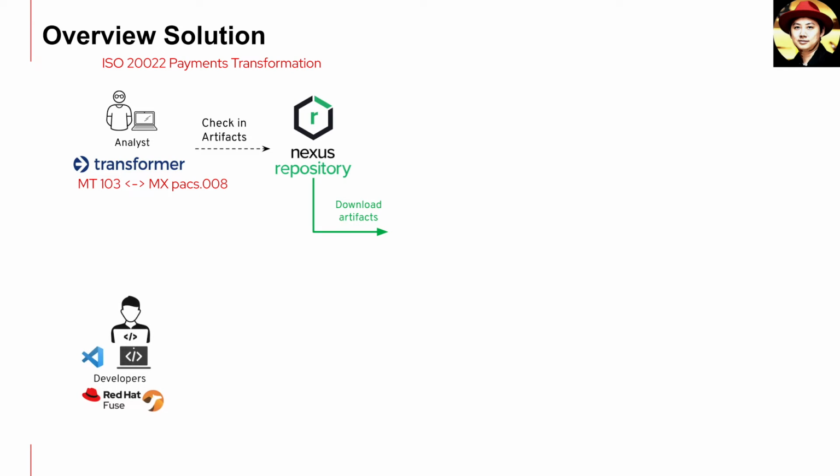On the other hand, developers can build the integration flow and endpoint, checking into the source code of a Git repository. Here we have Visual Studio Code as the IDE for developers. Red Hat Fuse is used to build the integrations, and it is based on Apache Camel as the integrations framework. And Git will serve as my Git repository.